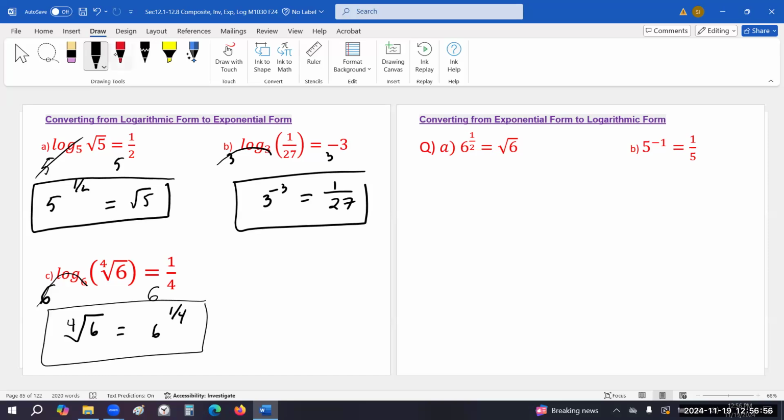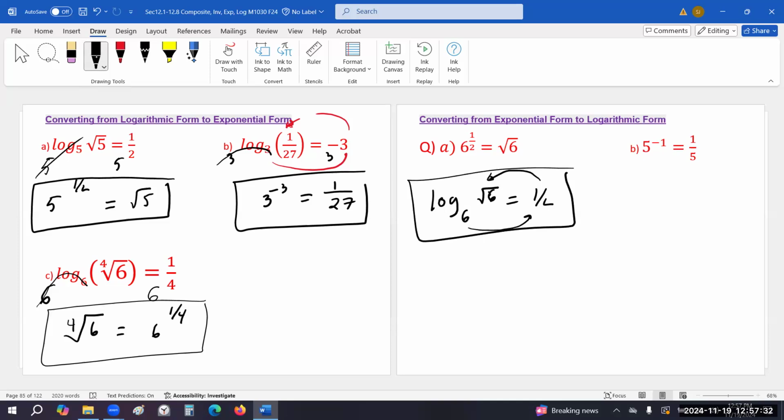This is one way of thinking. Other way of thinking is this. Now go the opposite direction, the reverse direction. Let him try. Go ahead. We have log. So let's see, 6 to the power 1/2 is square root of 6. Perfect.